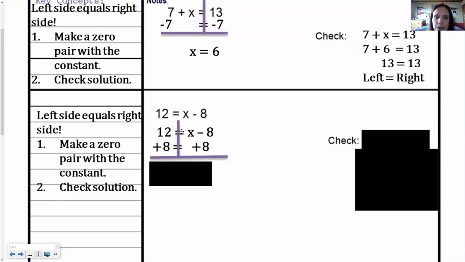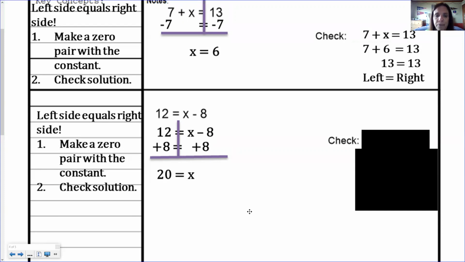I just rewrote the equation. Add 8 to both sides. Negative 8 and positive 8 make that zero pair. You're left with 1x on the right side and positive 12 and positive 8, then make 20. So 20 equals 1x. Don't turn it around. Don't write x equals 20. There's no x on the left side. Your variable's on the right side, so it stays on the right side.